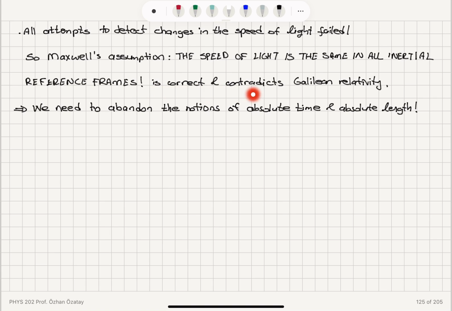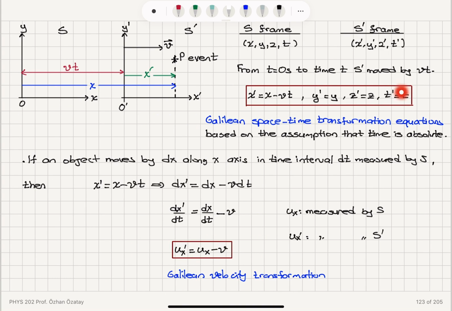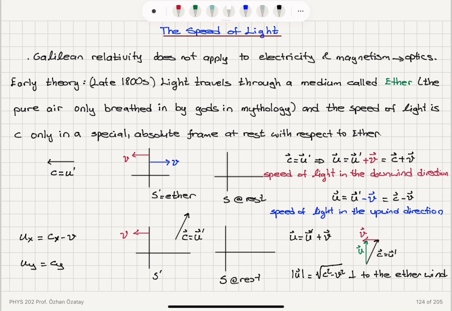This is correct and contradicts Galilean relativity. What was wrong in Galilean relativity is that we have an absolute time concept, so this has to be abandoned. All right, so to summarize, we talked about the speed of light, and Galilean relativity does not apply to electricity and magnetism. We see that from the Michelson-Morley experiment, and Maxwell basically predicts that the speed of light will be the same in all inertial reference frames.